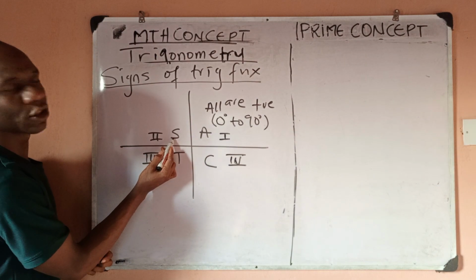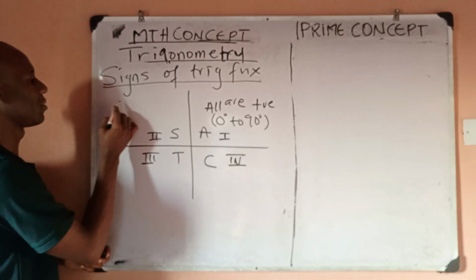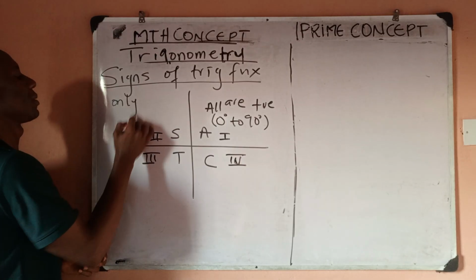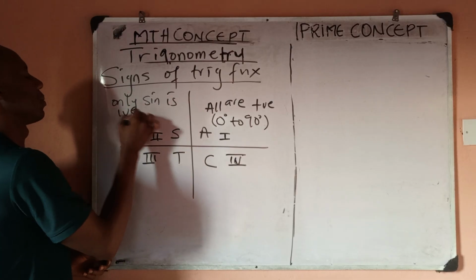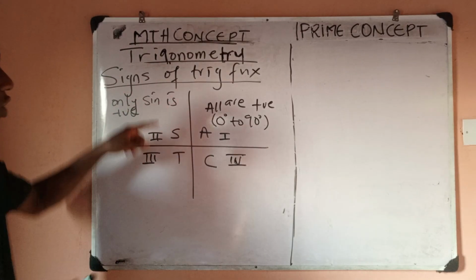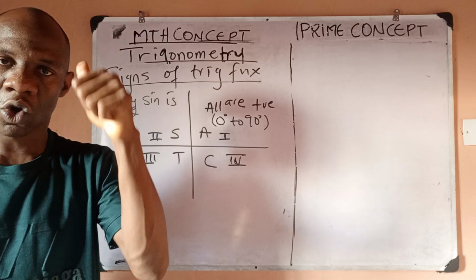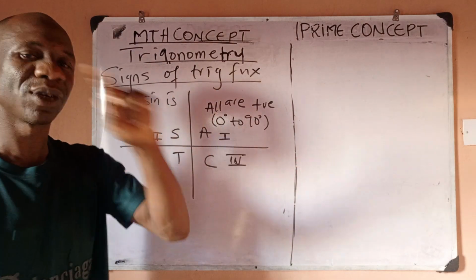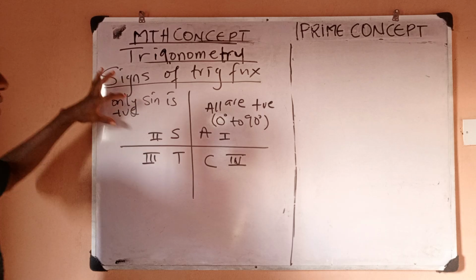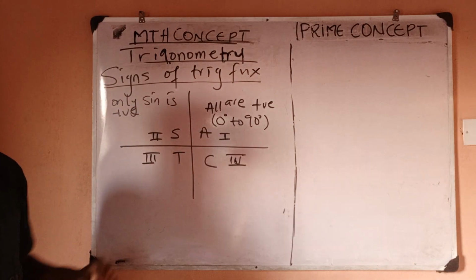Same way, for the second quadrant, we have S. So this simply means that only sine is positive. That is to say, in your second quadrant, cosine is negative. Tangent is also negative, but sine is positive. Only sine is positive in our second quadrant.